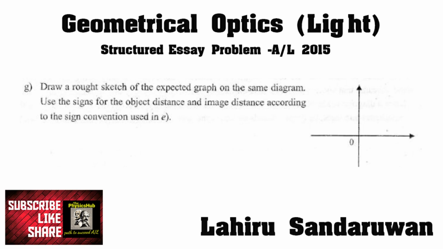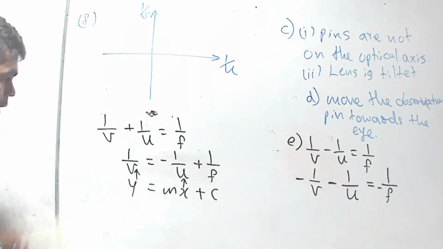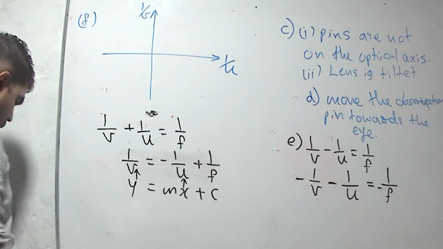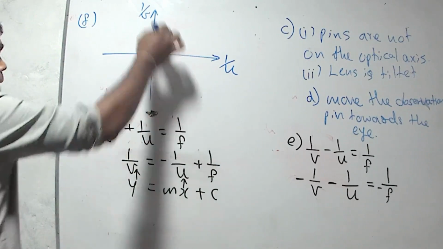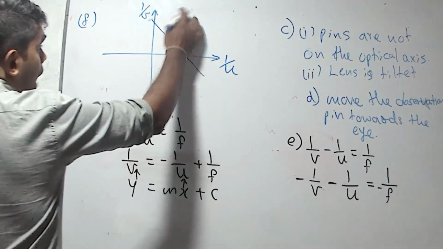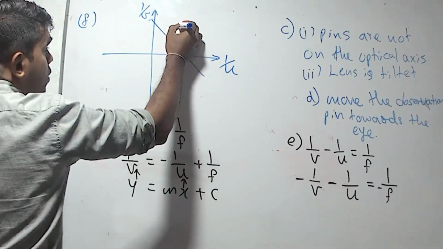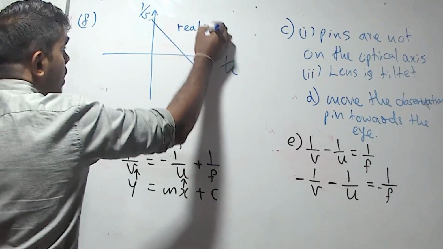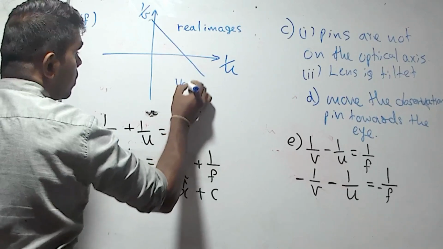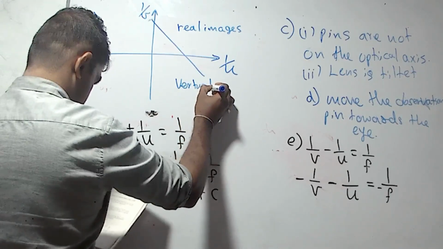Use the sign convention. Use the signs for the object distance and image distance according to the sign convention used in part E. We can draw a y equals minus mx plus c type graph. Minus mx plus c type means it should be like this. We have to remember this part is for real images. This part is virtual images.